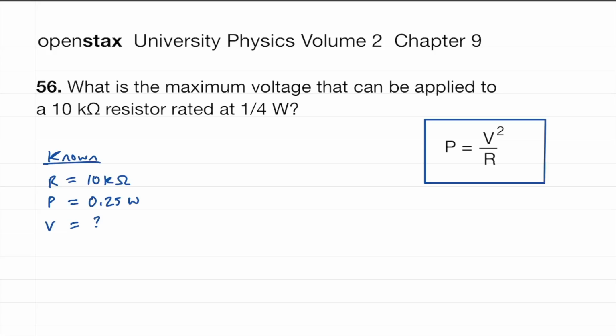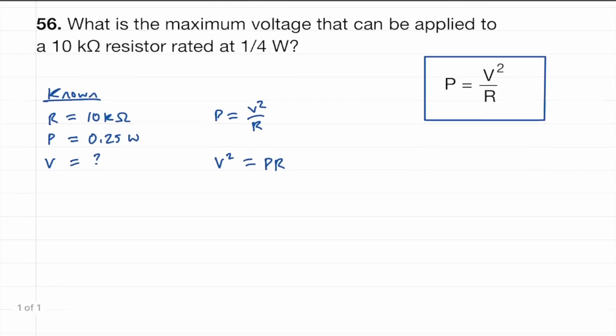Okay, we have the relation that the power is the voltage squared divided by the resistance, so we can use that. So P is V squared over R. We need to multiply both sides by R. So voltage squared is power times resistance.